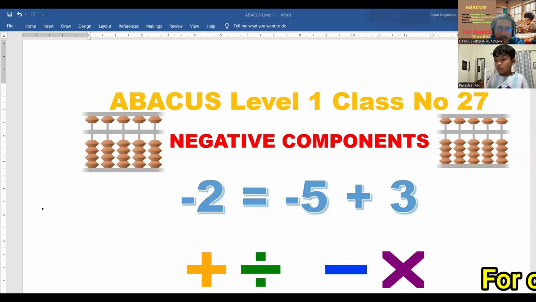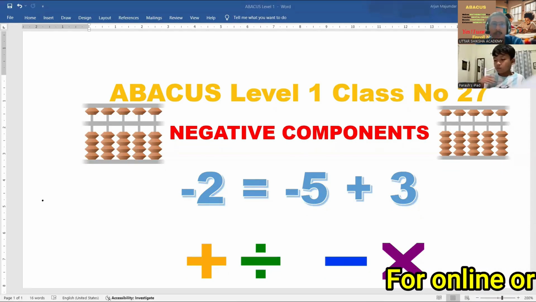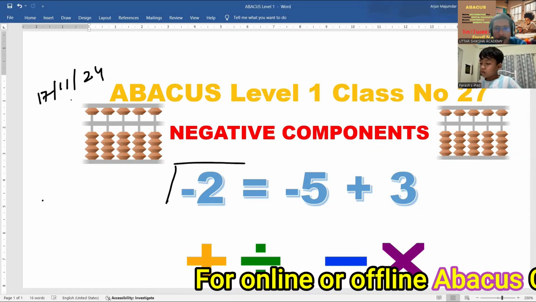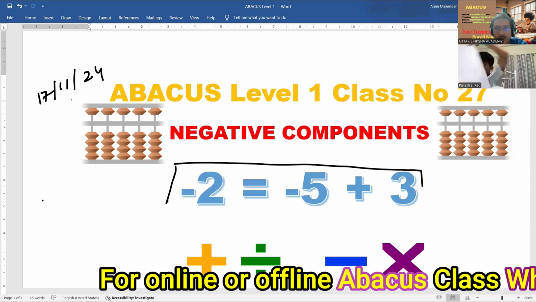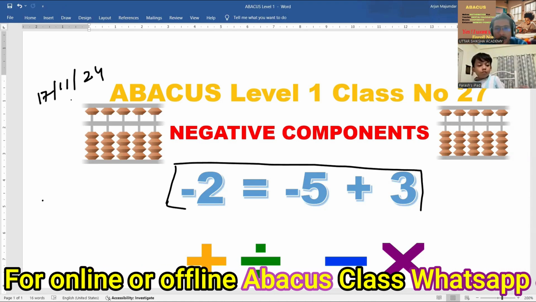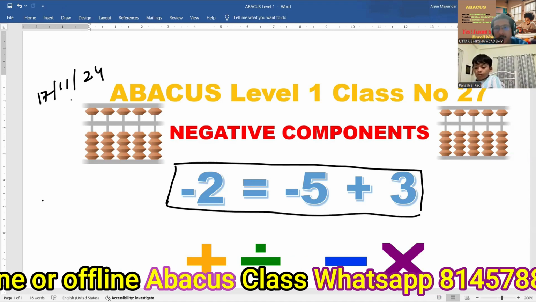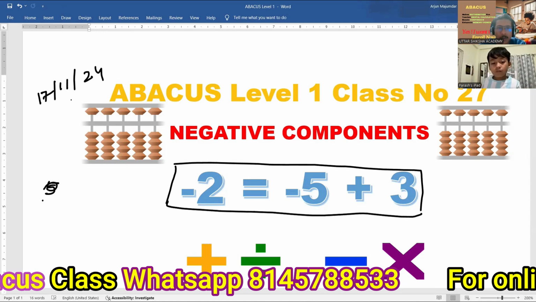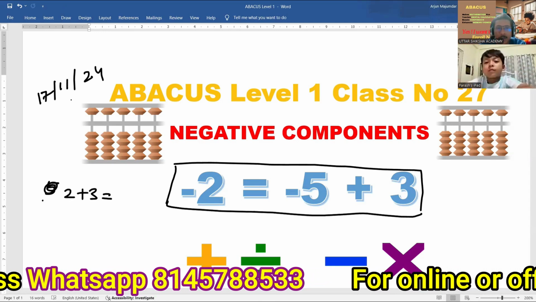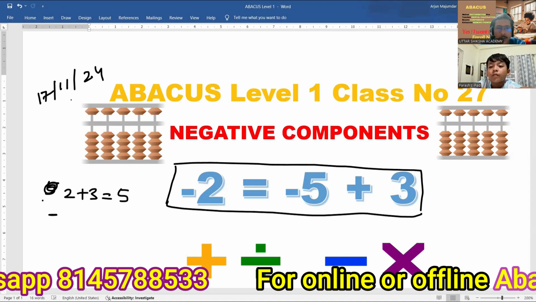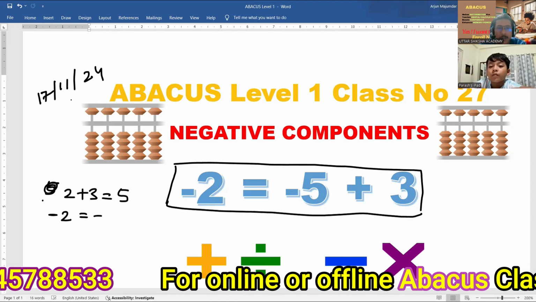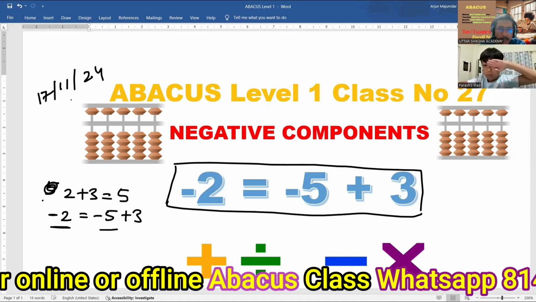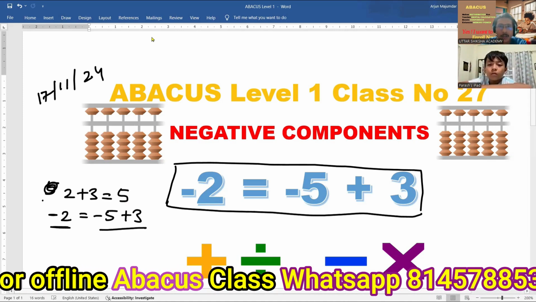What is today's lesson? Today's lesson is minus 2 is equal to minus 5 plus 3. This is our today's lesson. And today we will learn how to do minus 2. Minus 2 is equal to minus 5 plus 3, because when we do 2 plus 3 we get 5. So to get minus 2 we will do minus 5 plus 3. You have to remember this. To do minus 2 we will do minus 5 plus 3.